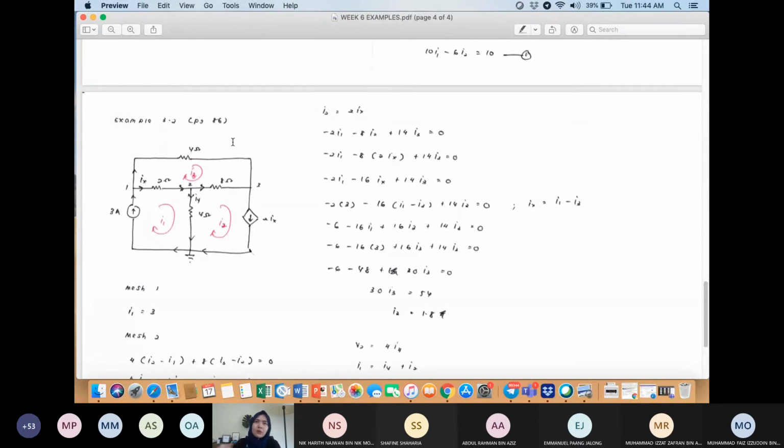Like I explained to you before, if your question asks you to calculate for the voltage, it's easier for you to use nodal analysis.